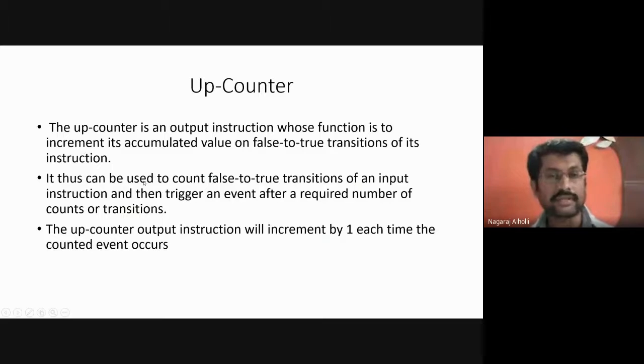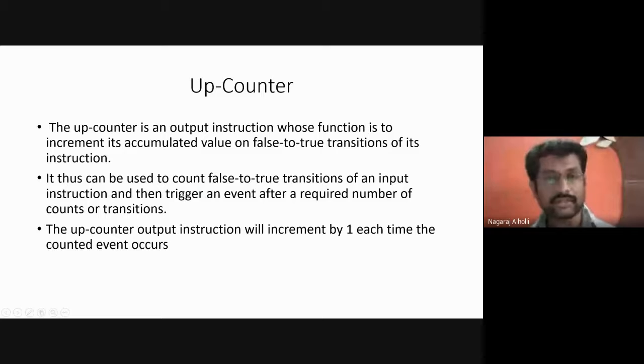It can thus be used to count false to true transitions of an input instruction and then trigger an event after a required number of counts or transitions. It is used to count how many transitions have occurred. If there are, say, around 20 false to true transitions, then the count is 20. If there are 30 false to true transitions, then the count will be 30.